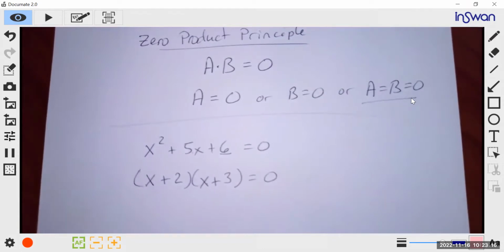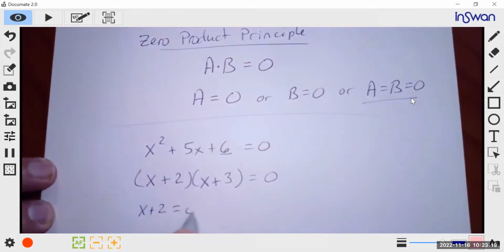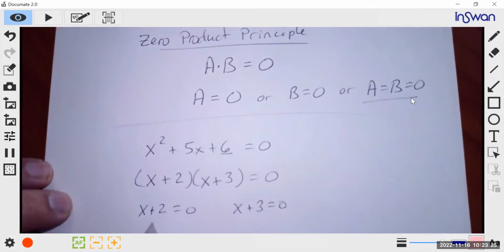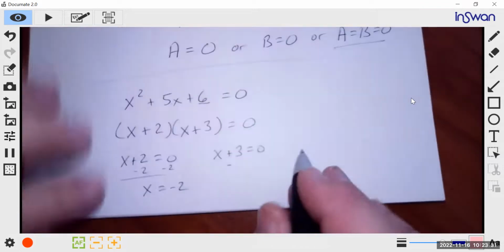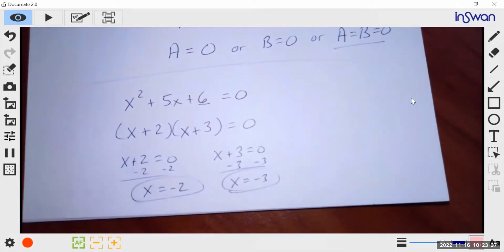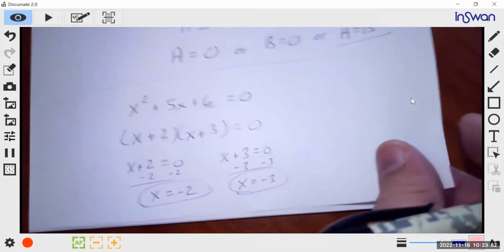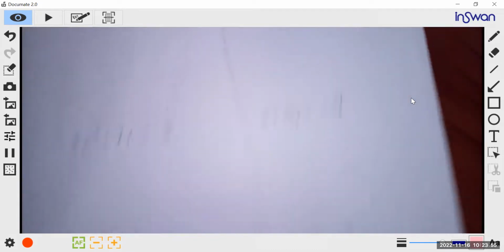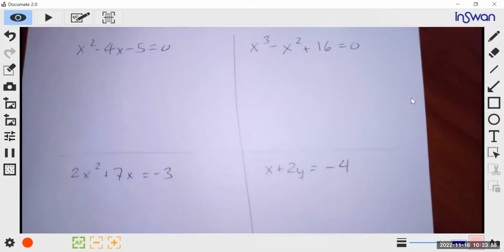Once we get to this point, we take both of these equations and set them equal to 0. Subtract 2, so x equals -2. Subtract 3, so x equals -3. These are my x-intercepts. Those are my solutions to my polynomial. That's what we're looking for. So let's solve these last 6, and that will do it for the semester.